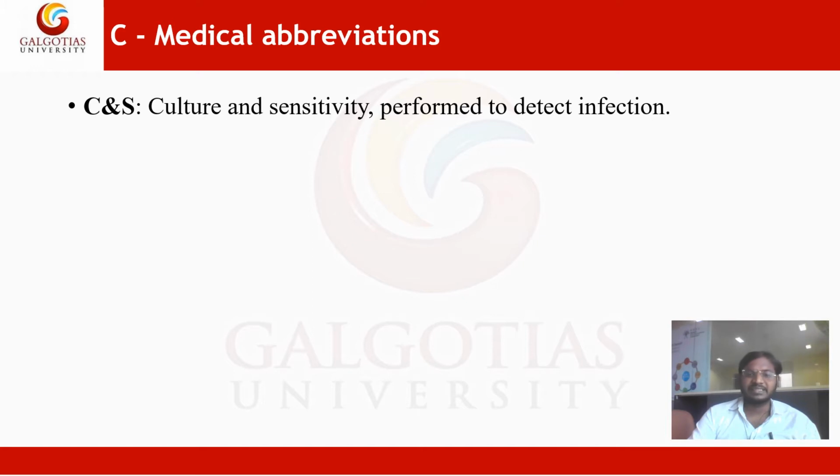C and S, culture and sensitivity, performed to detect infection. This is one example. Culture means we take the patient sample, then go for the staining technique for identification of any bacteria. And also, which type of antibiotic you can use for curing the bacteria. That is culture and sensitivity testing.